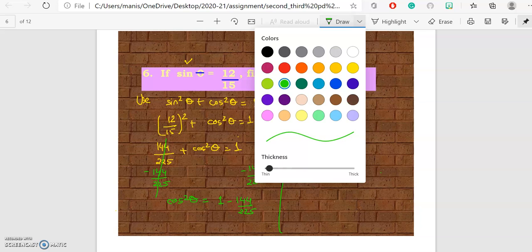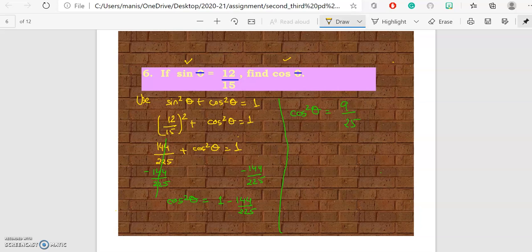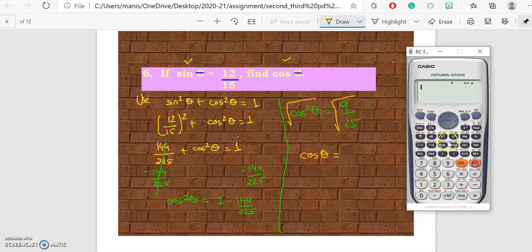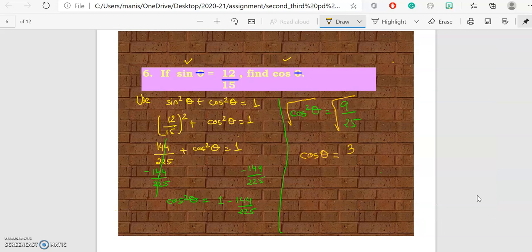At this place, the question says find the value of cosine, not square. So I will take the radical on both the sides. When I take the radical on both the sides, now again, since it's radical 9 over radical 25, I can use my calculator for this. This is my radical sign. Do all the mathematical calculation using your calculator so it can make your life easy. It is your 3 over 5. So my answer for this question is 3 over 5.